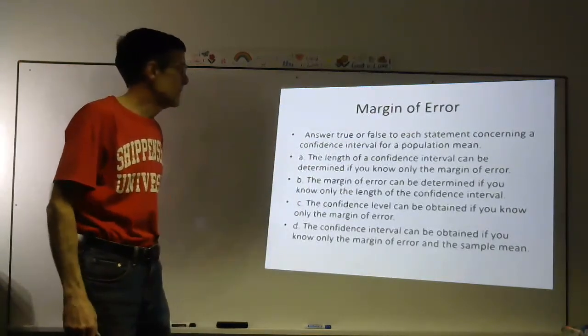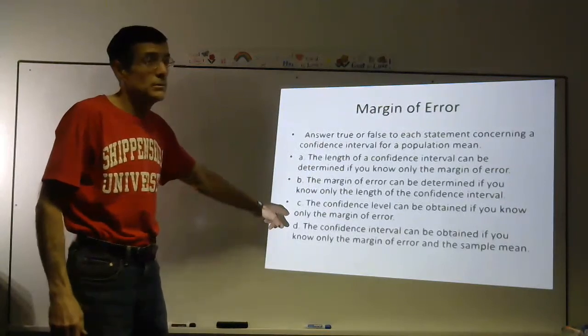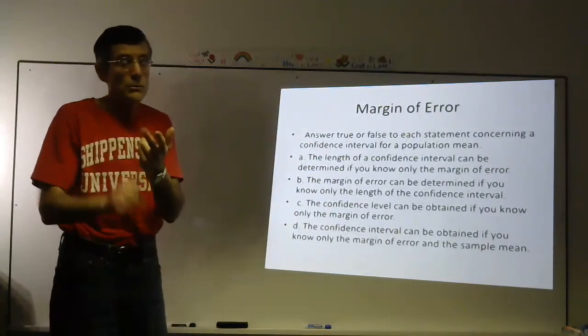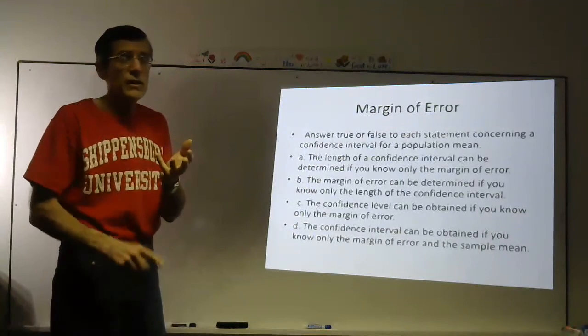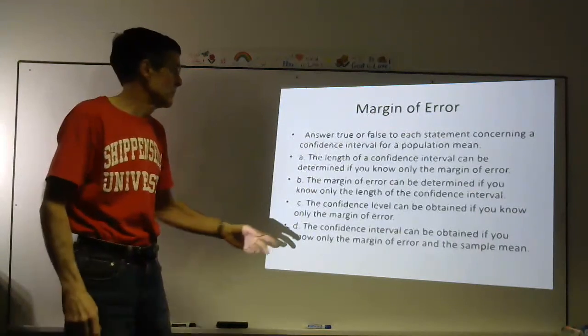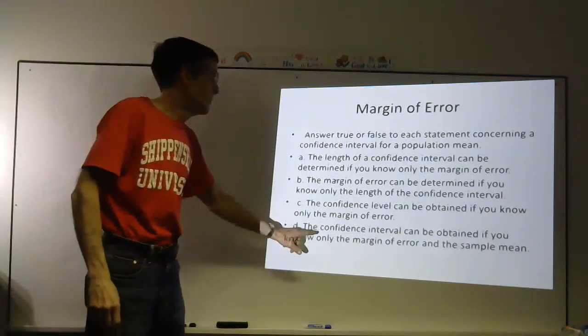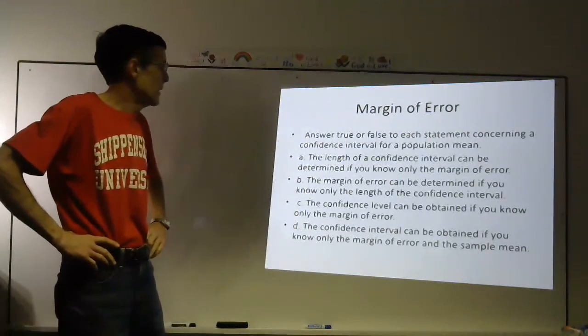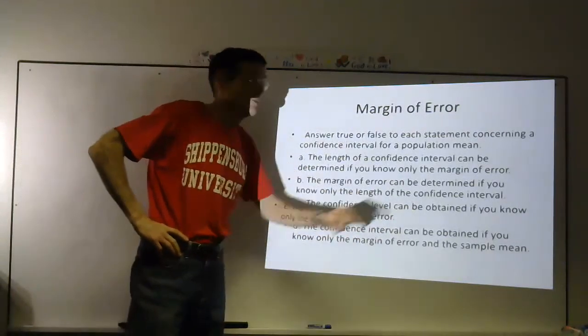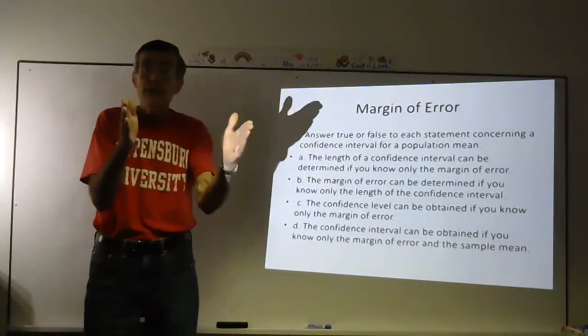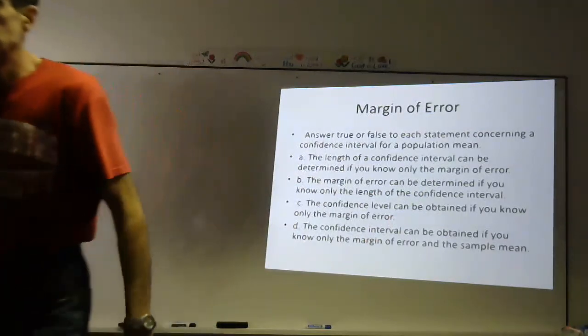The confidence level can be obtained if you know only the margin of error. No, you don't know the percentage. You don't know z-values. You don't know how many people were in the survey. Okay? The confidence interval can be obtained if you know only the margin of error and the sample mean. Sure, you add the error on and you subtract it off.